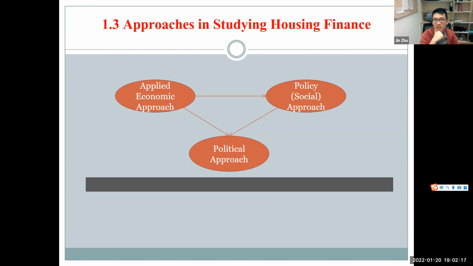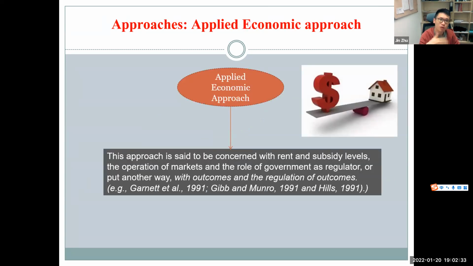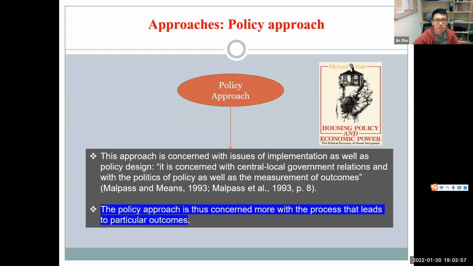And when we study housing finance, we also have different approaches: an economic approach, a policy approach, and a political approach. First, the economic approach is concerned with rent and subsidy levels, the operation of the markets, and the role of government and regulator, or put another way, with outcomes and the regulation of outcomes. For the policy approach, I think you are more familiar with this, right? I remember last semester, especially in the first lecture, we talked about policy. The policy approach is concerned more with the process that leads to particular outcomes.